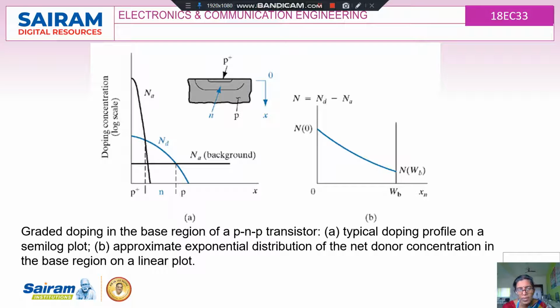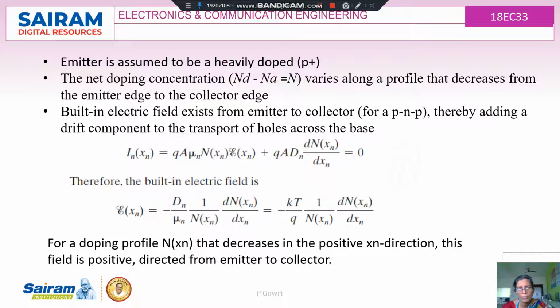So what happens when there is a change in the doping concentration? We assume that the emitter is heavily doped and the net doping concentration decreases exponentially. Because of this exponential decrease, there will be a built-in electric field from the emitter to the collector. This built-in electric field will introduce a drift component to the transport of holes across the base. So along with the diffusion, there will also be a drift component.